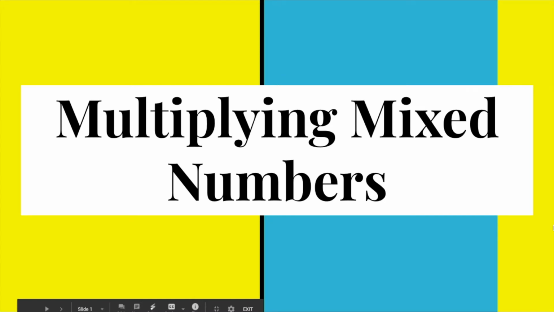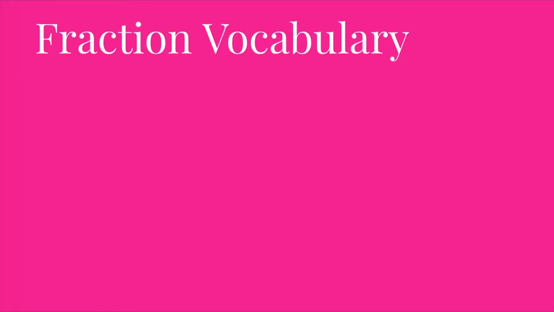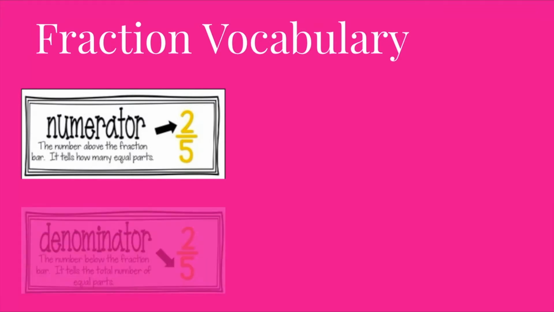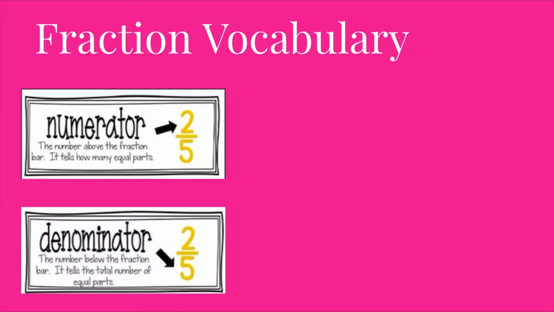Hi everybody, today we are going to learn about multiplying mixed numbers. Before we start, there's some really important fraction vocabulary that we need to take care of. First is our fractions, and the number on top of your fraction is called the numerator. It tells us how many equal parts we have in our fraction. The bottom number is called the denominator, and that tells us the total number of equal parts we have in our fraction.